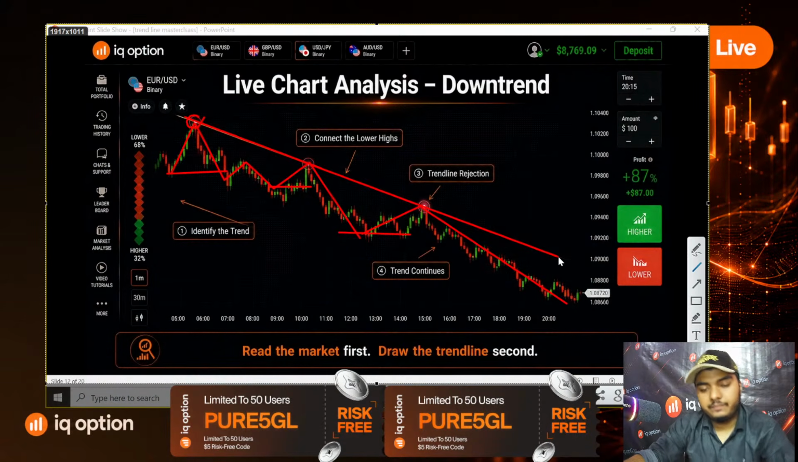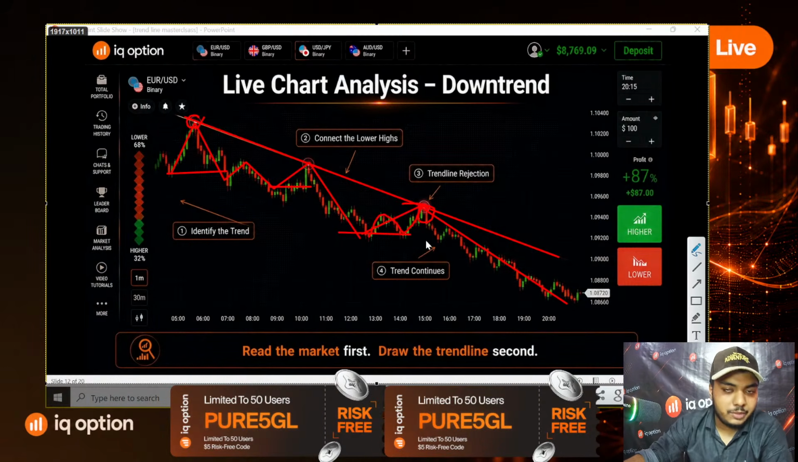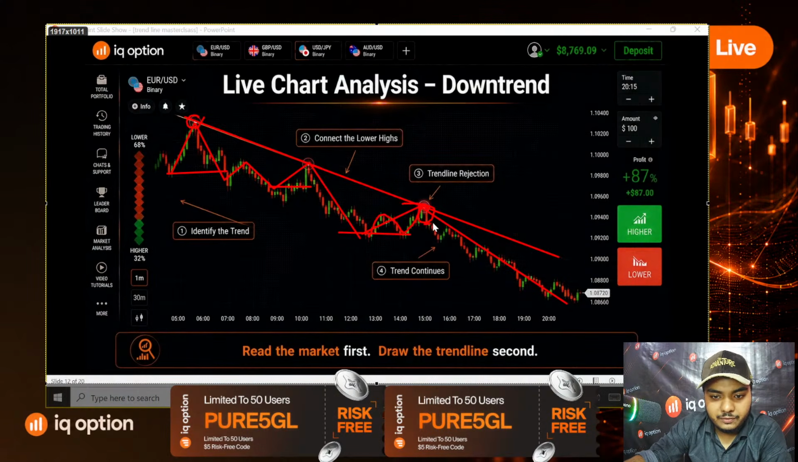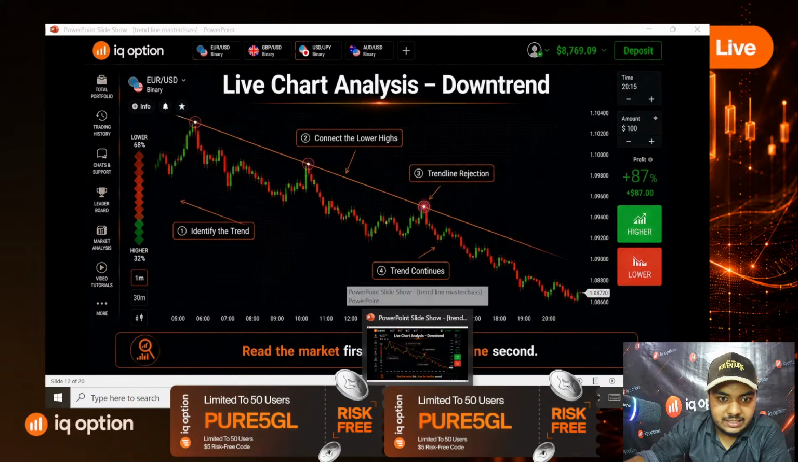We extend it from here to here, and then we wait for the market to come to our trend line. We see here the market eventually comes to our trend line, and from exactly here, if we get any confirmation, a pattern confirmation, a rejection confirmation, we can trade from here with a 5 to 10 minute expiry. Okay, that's how you can analyze a downtrend trend line.